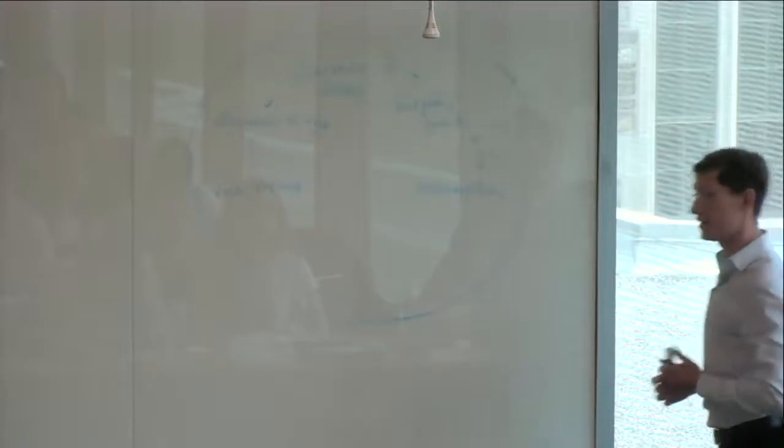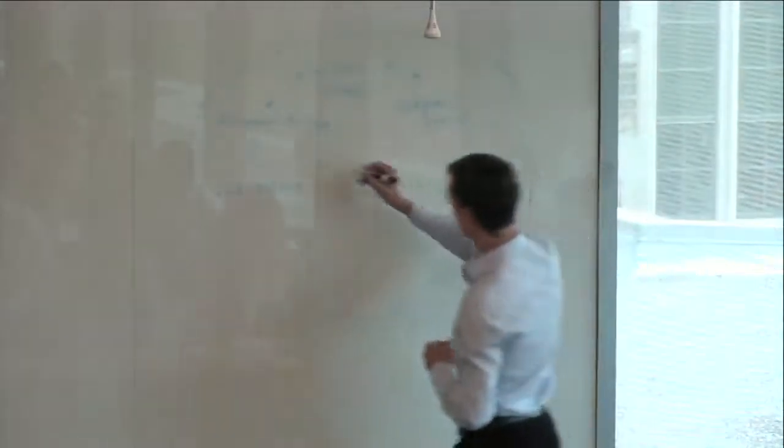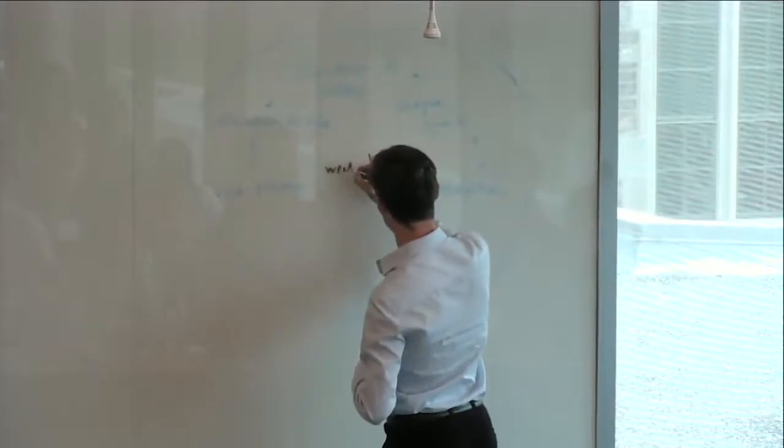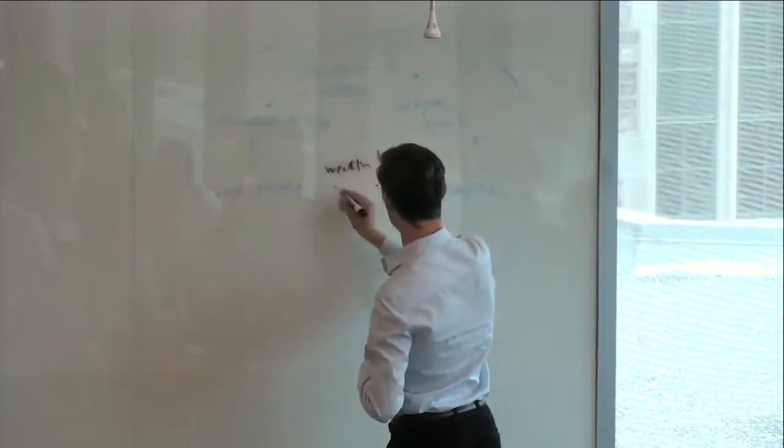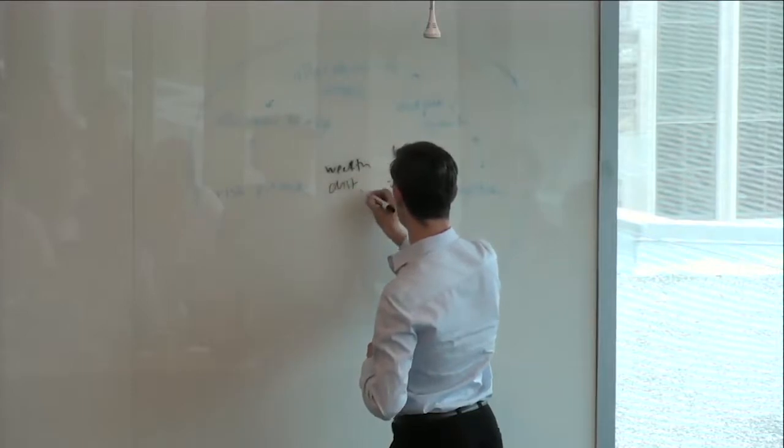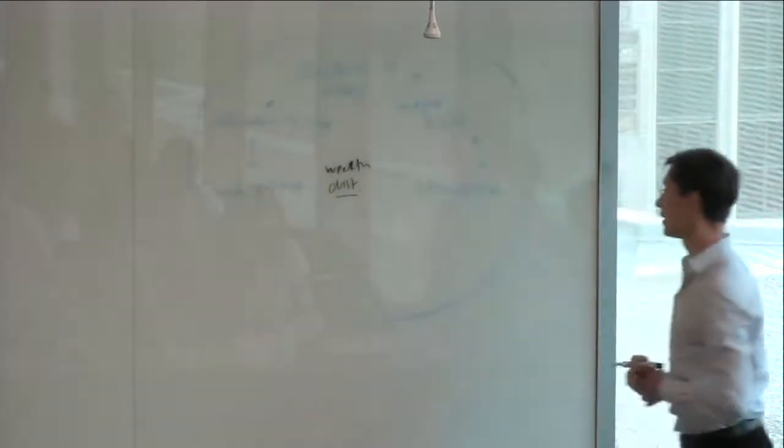And then of course, what happens in the middle is that you care about how the whole wealth distribution is shifting. If you want to take a step back and look at the whole dynamics, then the whole wealth distribution is shifting. Wealth distribution. Let me write wealth properly.